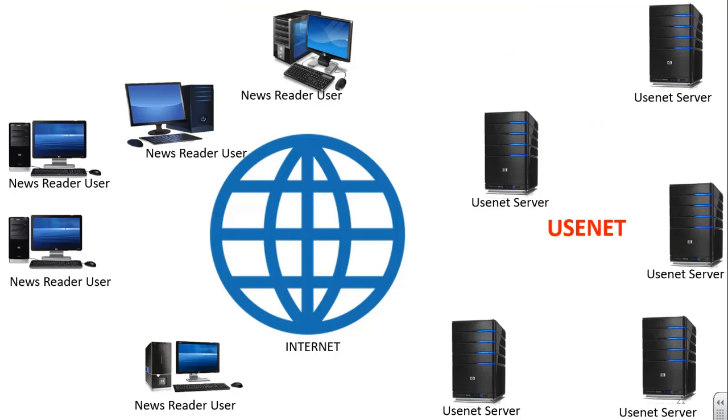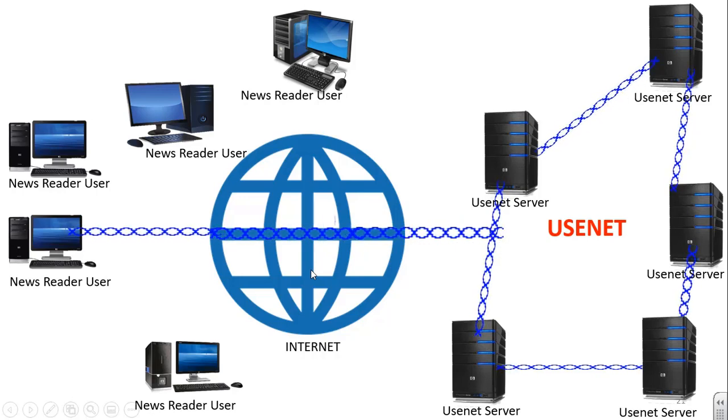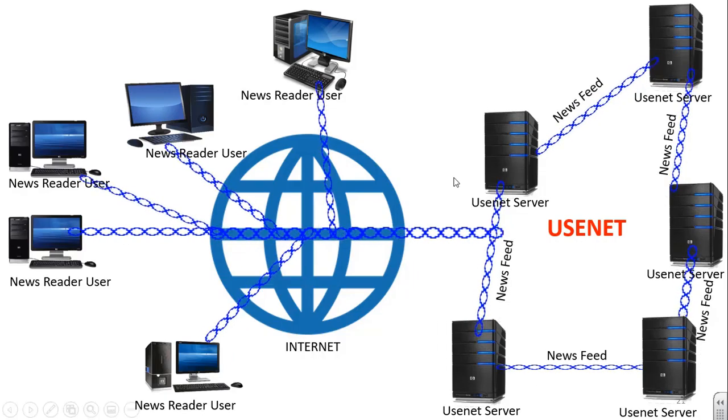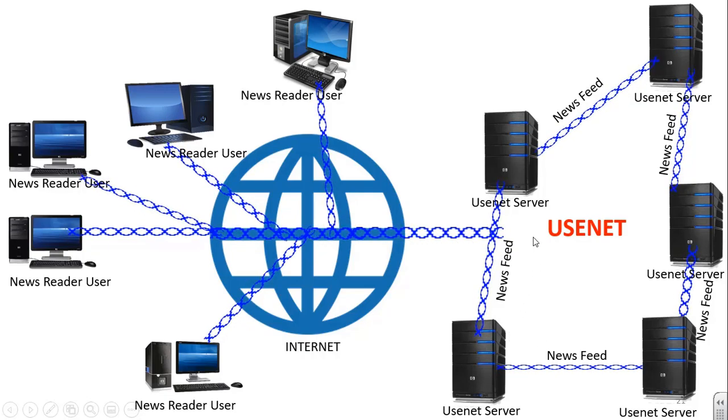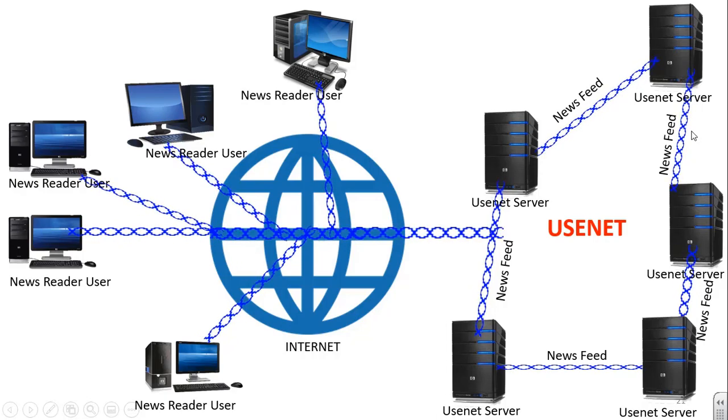Let's take a live example. We have Usenet servers which are connected with each other. When the Usenet servers are connected with each other, we call this a Usenet network. This network is connected to the internet. From the internet it is connected to different users. Once these servers are interconnected with each other, we call this a news feed. It means if some information or news is not on a particular Usenet server, then it can get that news or information from another Usenet server.